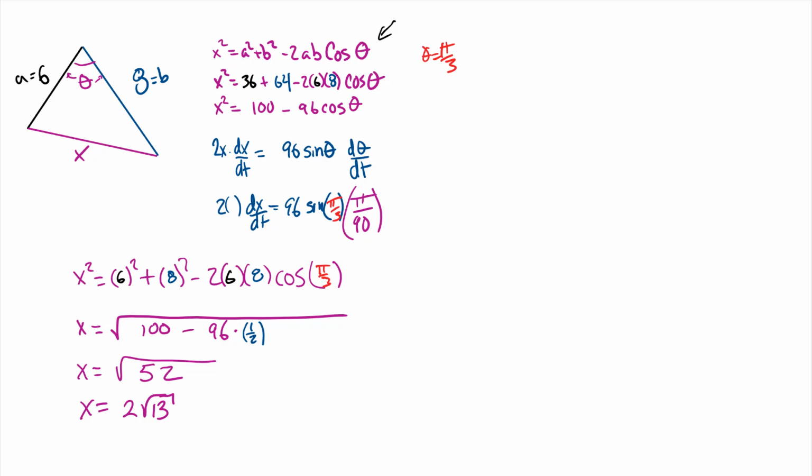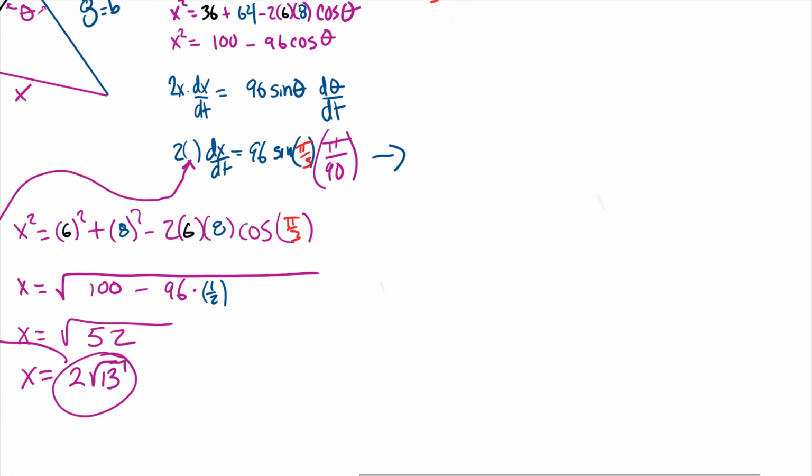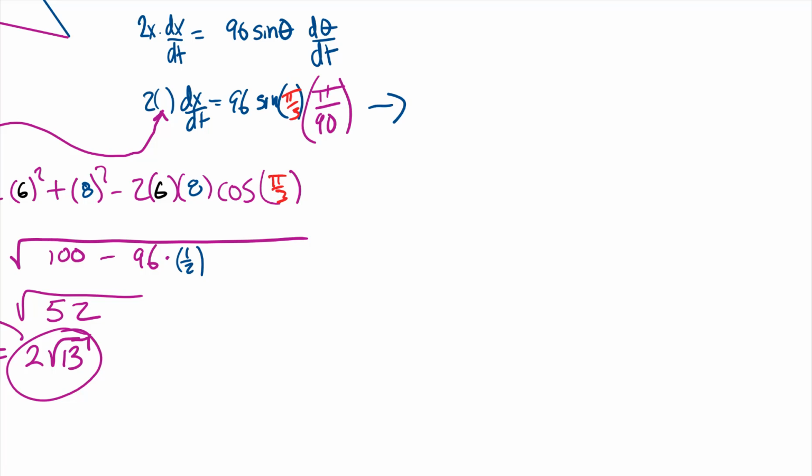So now that we have our 2 root 13, we just want to take it and pop it right back up into there. So what do we get left with? We have 2 times our 2 root 13 popped in, times our dx dt. We'll clean up the other side. We have 96 times sine of pi over 3. Sine of pi over 3 is root 3 over 2. And now we have our pi over 90. Let's try and keep everything exact.